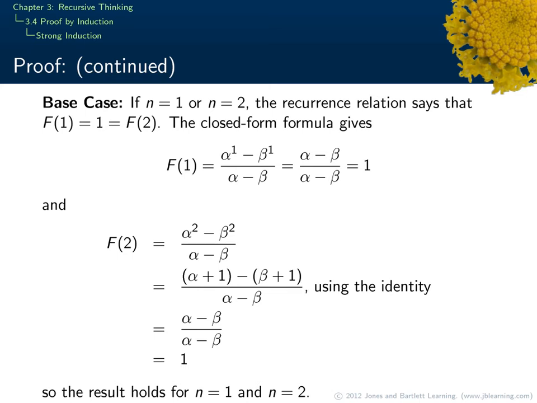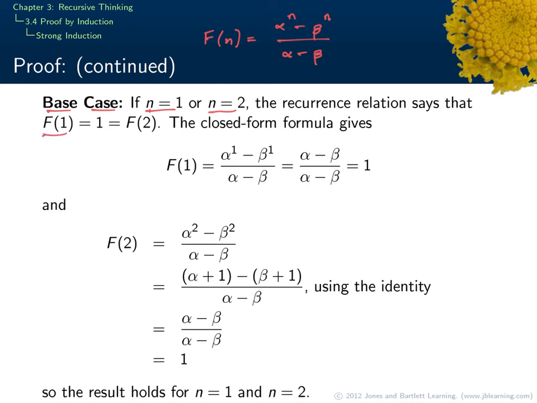Okay, now we're ready to prove the theorem. Now let's remember what the theorem is asserting. It's saying that the nth Fibonacci number is alpha to the n minus beta to the n over alpha minus beta. That's what's being asserted by the theorem. Now our base cases are the simplest cases. And remember, for the Fibonacci numbers, that's n equals 1 and n equals 2.